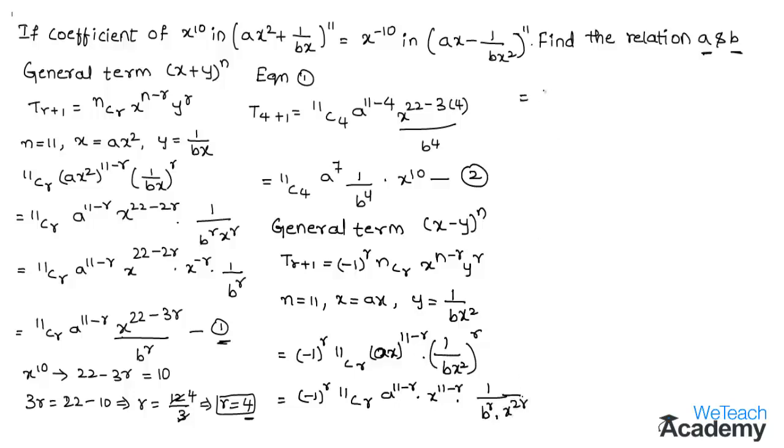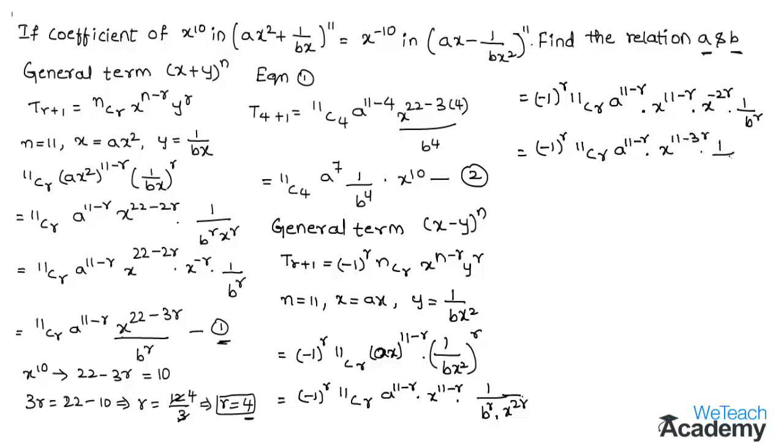So this we can write as minus 1 whole power r into 11cr into a power 11 minus r into x power 11 minus r, and here 1 by x power 2r can be written as x power minus 2r into 1 by b power r. So this would come as minus 1 whole power r into 11cr into a power 11 minus r. We know that when bases are equal, powers should be added. So by adding the powers of x, we get here x power 11 minus r minus 2r, which would come as 11 minus 3r into 1 by b power r.